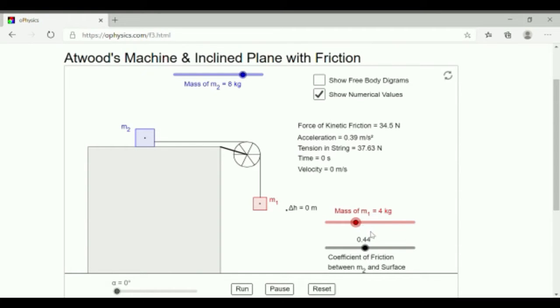And here below the mass of M1, here is the friction between the M2 box and the surface. I will put it 0.25 and just click run and press to stop it. As you see, this is the velocity, time, force, acceleration, tension, strength here, and that's it.